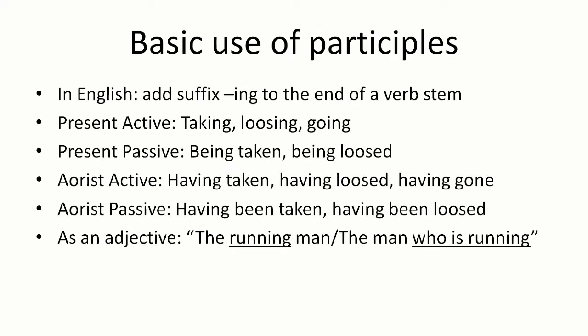So participles. First of all, I'm going to give you this basic use of the participles so that we're not entirely talking in abstract, so you have a sense of what role these play in English. In English, when you translate the participles, a very overly simplistic way of doing this is to simply add the suffix -ing to the end of any verb stem. Your present active participles, for example, take, loose, go. In the participle, you're going to have taking, loosing, and going. With the passive, now something is being acted upon. Now we have being taken, being loosed.